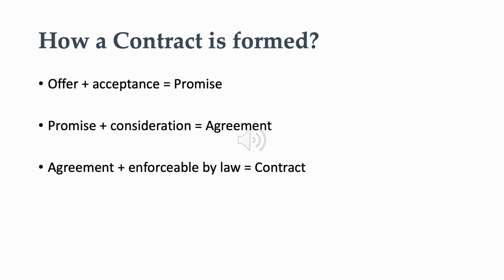How is a contract formed? So basically it is offer plus acceptance, that is equal to promise. Then promise plus consideration, that is equivalent to agreement. Now agreement added with enforceability by law, that amounts to contract.